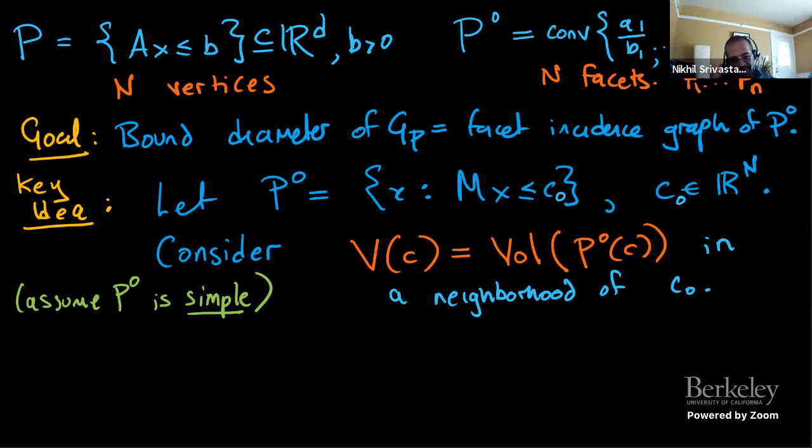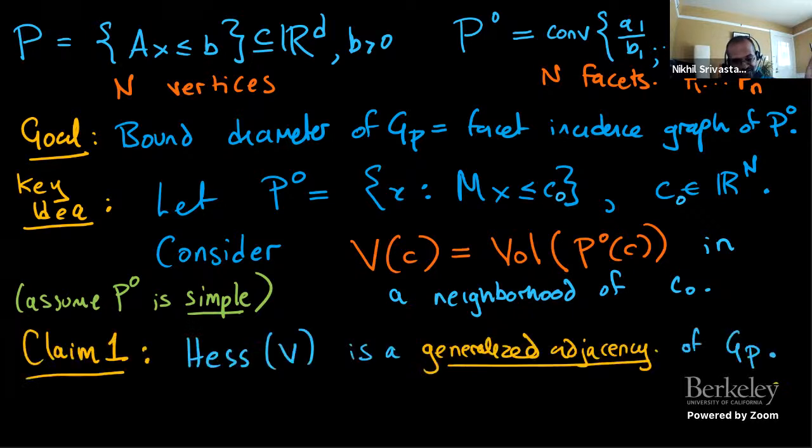So if P polar is simple, then it turns out this function is differentiable. It's actually twice differentiable, this volume function, at least locally. And the first claim is that the Hessian of this function is a generalized adjacency matrix of the skeleton of the polytope of P, which is the facet incidence graph of the polytope.